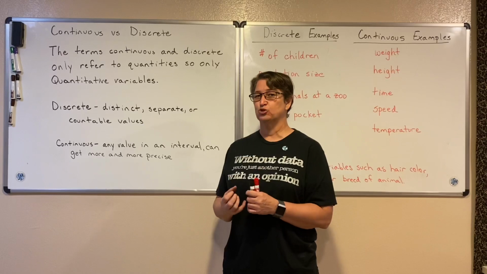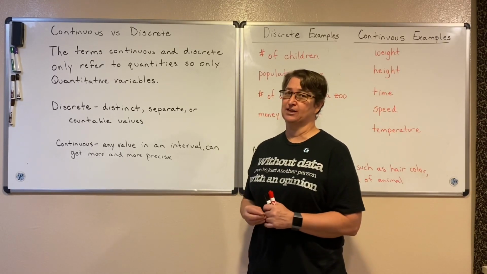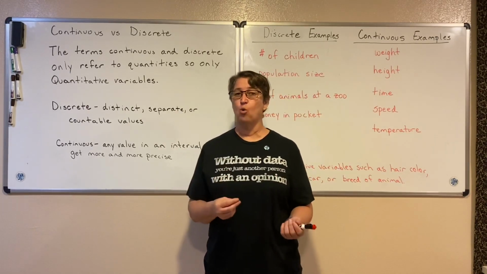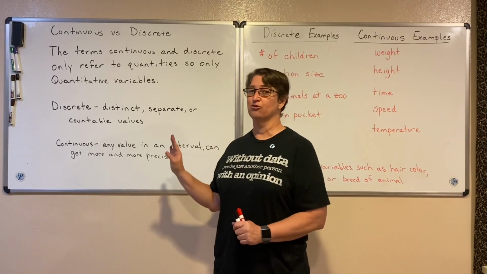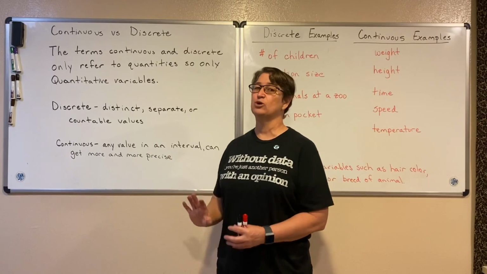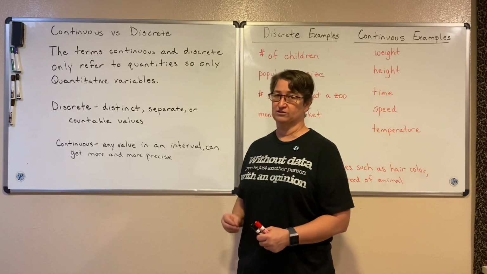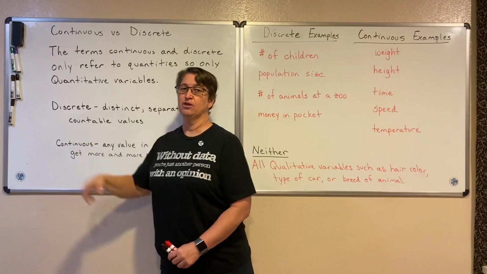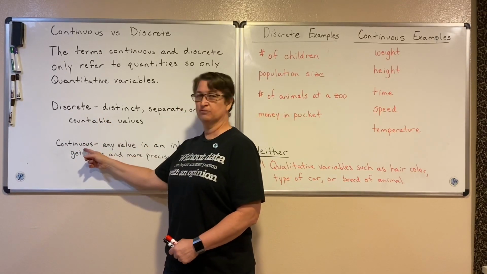So with continuous and discrete, those two terms only deal with quantities. We're dealing with measurements or counts. And so they only refer to quantitative variables. In our previous video, we looked at quantitative and qualitative variables. All of our qualitative variables will be neither continuous nor discrete, because these two terms don't deal with those qualities or categories. They only refer to quantities. So once we've decided that it's a quantitative variable, then we can categorize it as either discrete or continuous.